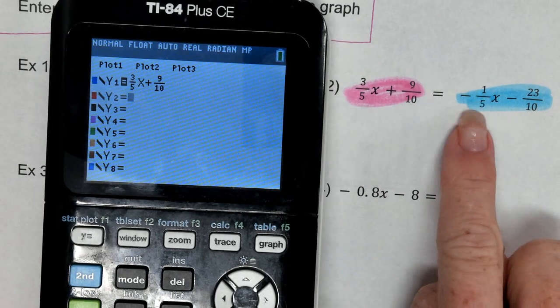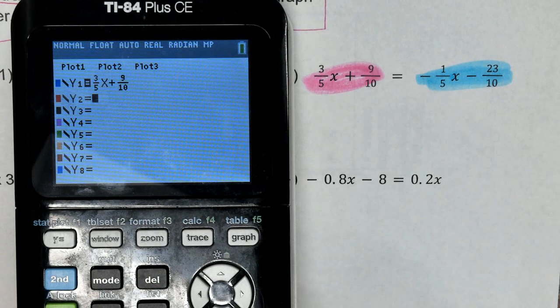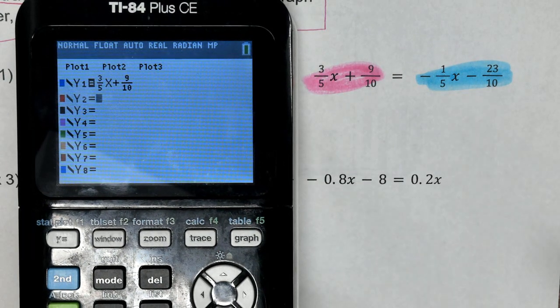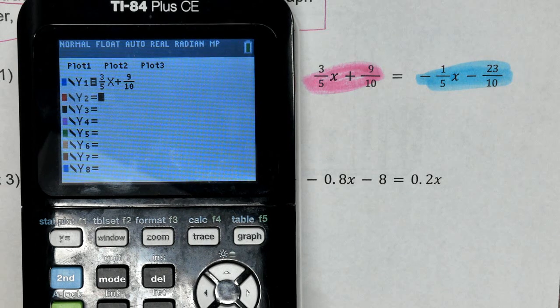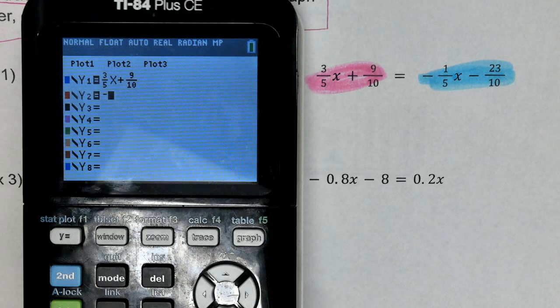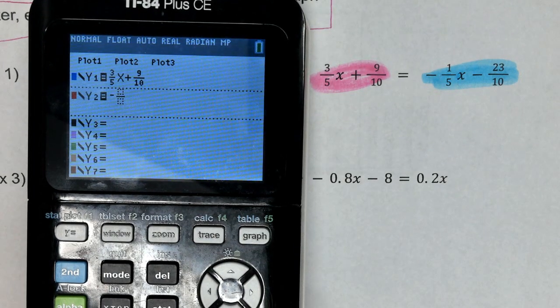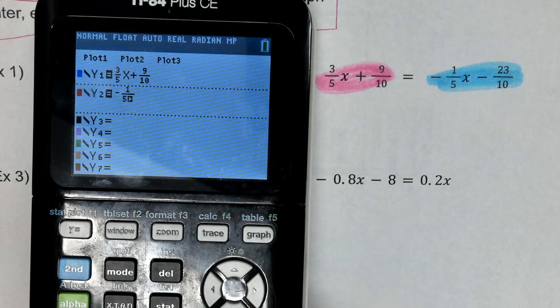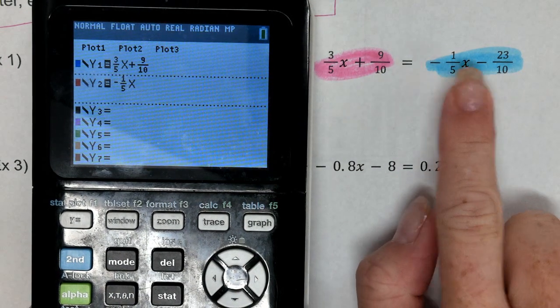If I was to read this out loud, how would you read this? -1/5. Why? Because it's not between two terms. It's by itself. That is a negative, so hit negative. Then hit alpha y equals option 1. 1/5, tab out, x.